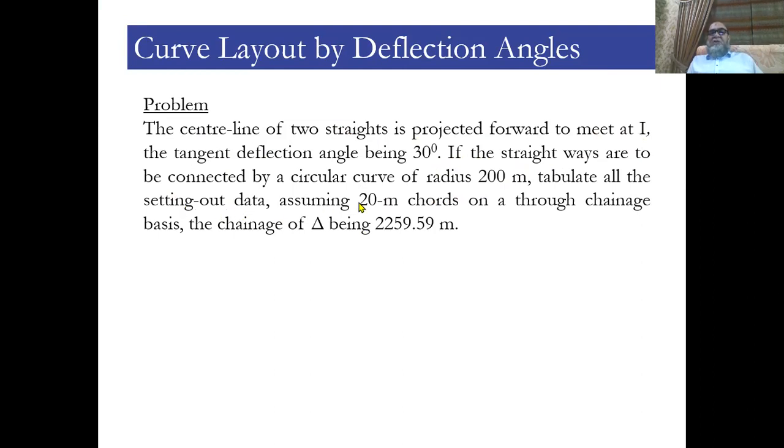20 meter chords on a through chainage. The chainage of delta being 2259.59 meters. That is, the chainage of the PI is given to us.